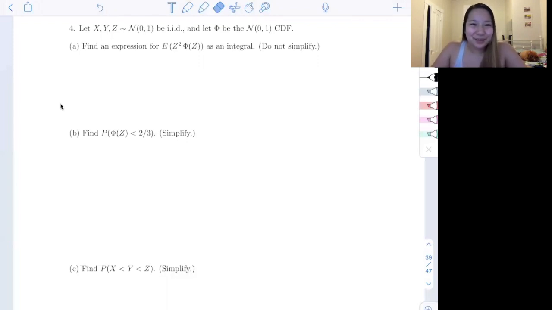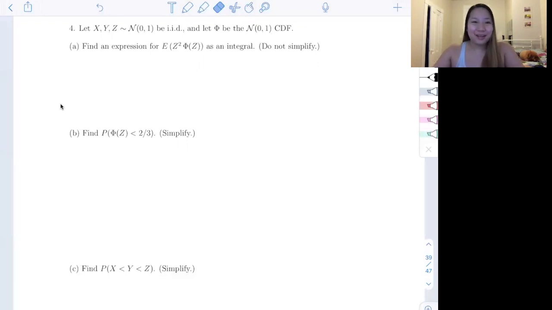As for the last few problems, I first encourage you guys to solve these problems on your own first, and then get emotionally attached to the problem, and then come back, look at the solutions on paper, or look at the solutions as I solve them here. So this is problem 4.